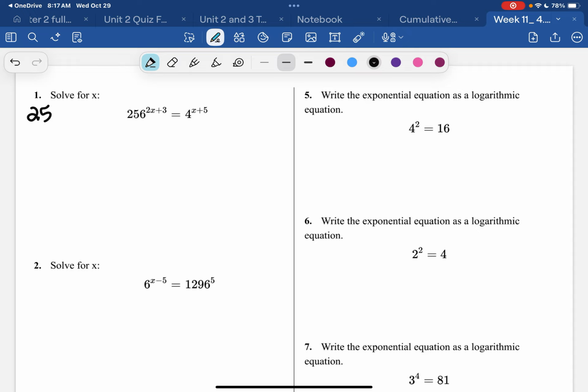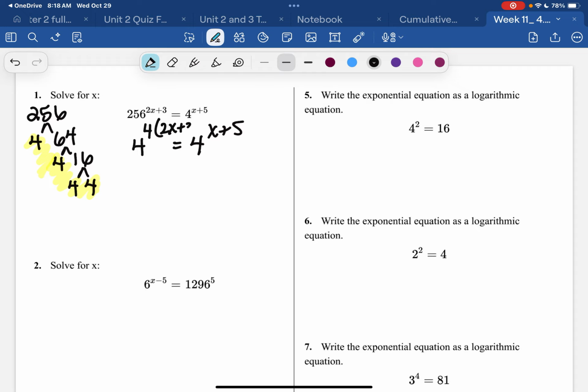So I'm going to break down 256 to 4 and 64. And then 4 and 16. I don't know why I'm using these numbers. And then 4 and 4. Now, notice that I've broken them all down to 4s. You could have gone all the way to 2s, and you'll get the same answer. I think it's easier to go like whatever this one is, just make this one be the same. So this is 4 to the 4th times 2x plus 3.